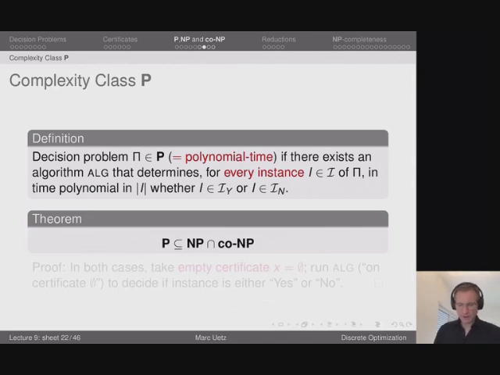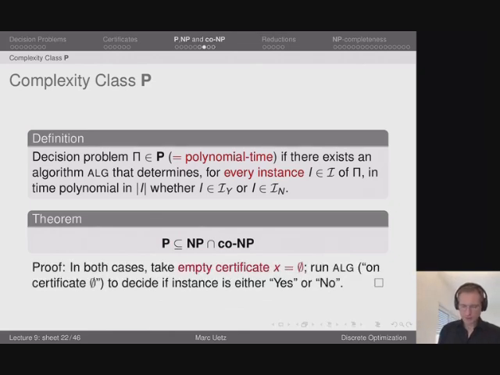And now the theorem, which doesn't come as a big surprise, is that the complexity class P for polynomial time solvability is a subset of NP and co-NP. And for a proof, we essentially do the following trick. So we have to show two inclusions, right? P is a subset of NP and P is a subset of co-NP. We just take the empty certificate. Because if we have a problem in P, we can just decide in polynomial time if an instance is a yes or no instance, independent of any certificate, right? So just taking an empty certificate does the job.